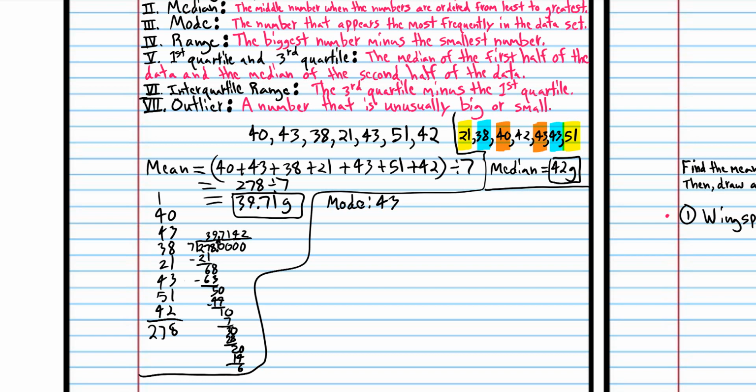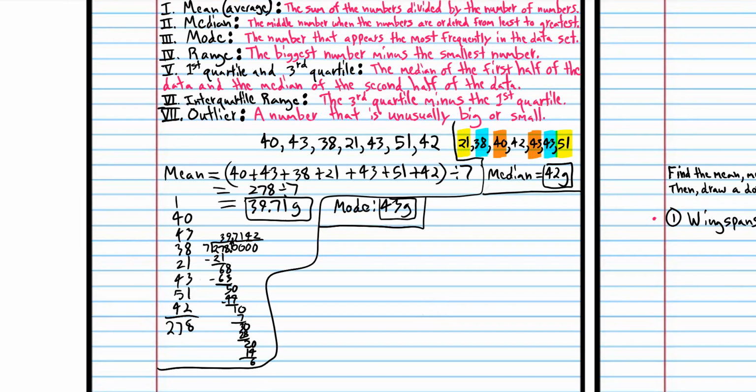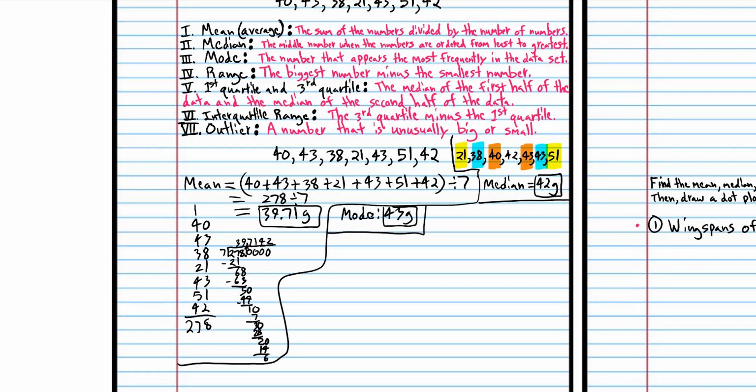Now you notice in this example, the mode was 43. That may or may not be a good representation of this data. It seems like it might be a fairly good representation, but again, it just depends on the data set. All right, so we're going to put grams on that. Can't forget to put the units. So those are the 3 measures of the center of the data.